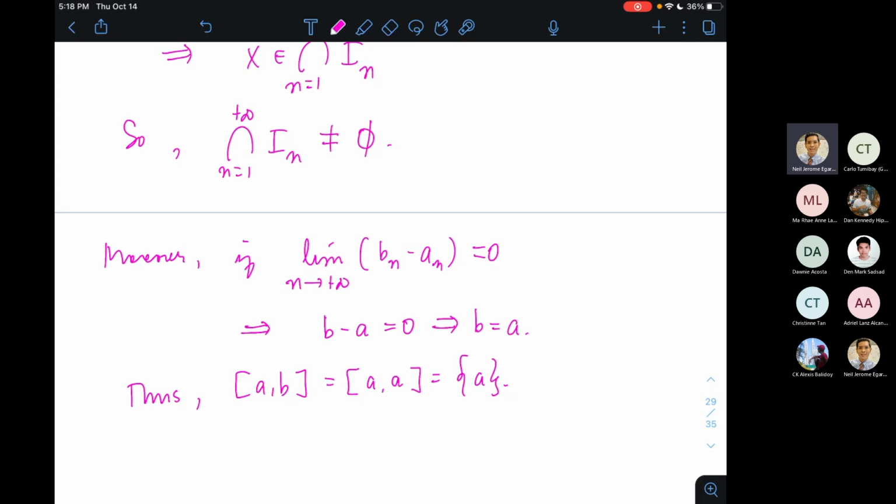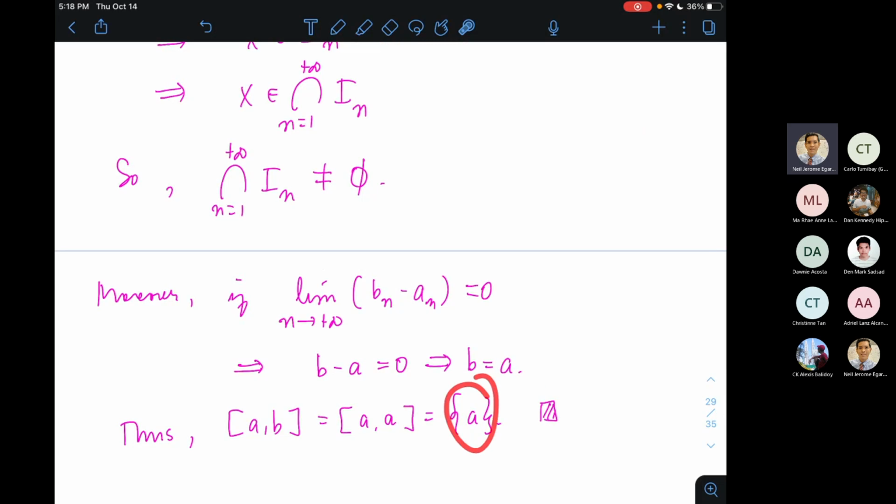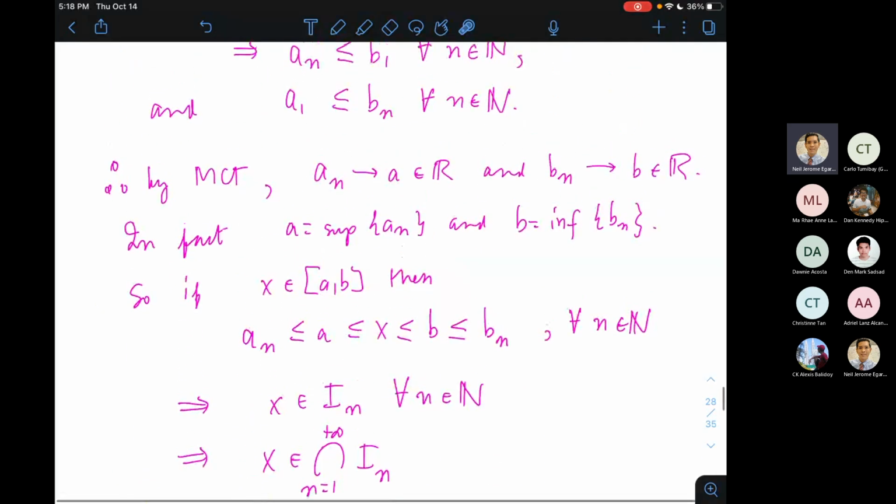And this completes the proof. Kasi sinabi na natin na si A, siya yung supremum ng mga An's. Okay? Or you can alternatively say siya equal siya kay B, where B is the infimum of the Bn's. Pero equal lang naman sila. So ibig sabihin, nagmi-meet yung supremum ng mga An's at infimum ng mga Bn's.